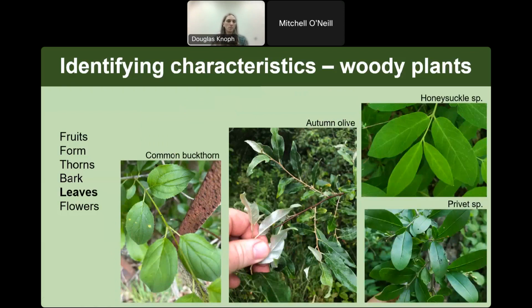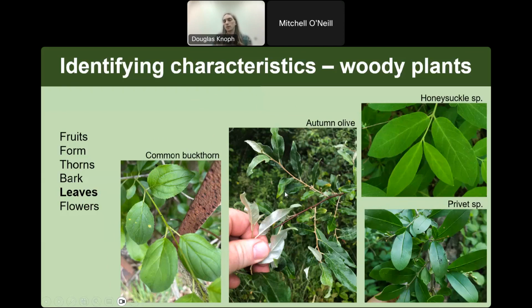Leaves, tons of different types of leaves for different species. Things to look for are things like what the margin looks like. So common buckthorn kind of has that sawtooth margin with the light serration along the outside of it, as well as the venation structure. So for common buckthorn, again, the veins on the outside sort of curve back towards the tip. Whereas in other species like autumn olive or honeysuckle, the veins just sort of jut out straight to the ends of the leaves.